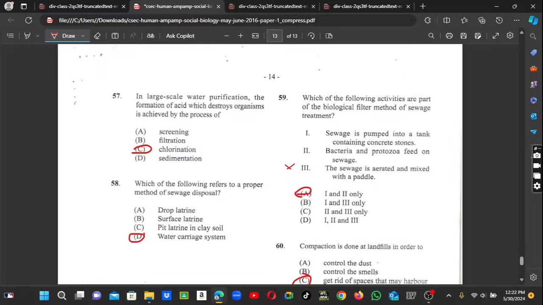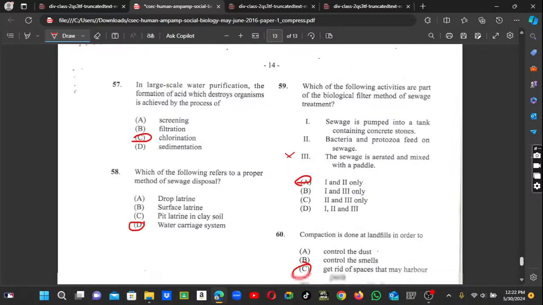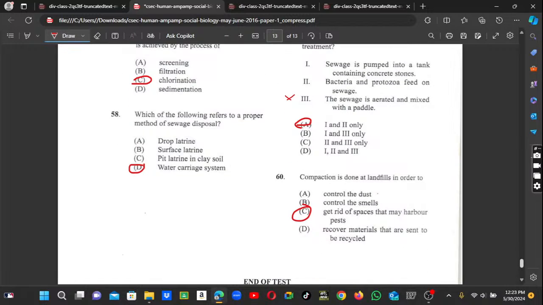Good. Number 60. It says compaction is done at landfills in order to get rid of space that may harbor pests. So this is the end of the 2016 paper, guys.